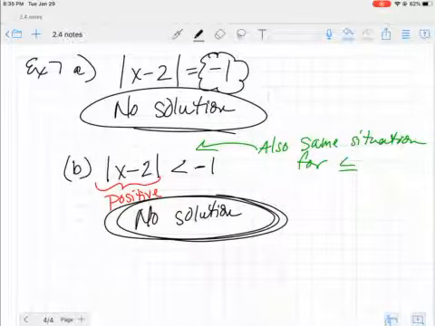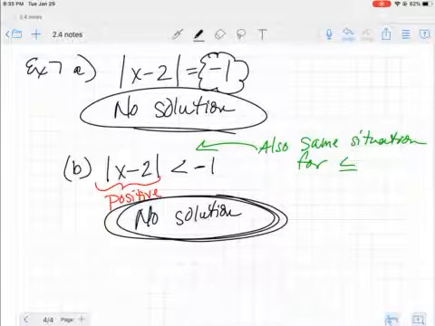Watch for that negative sign. No work to show. You don't have to split that up. You don't have any work to show. That's just automatically no solution.